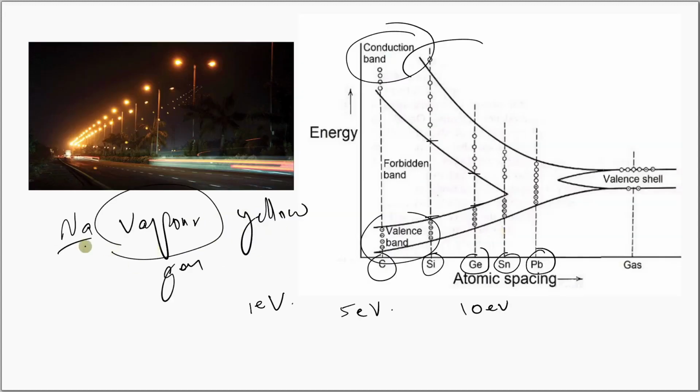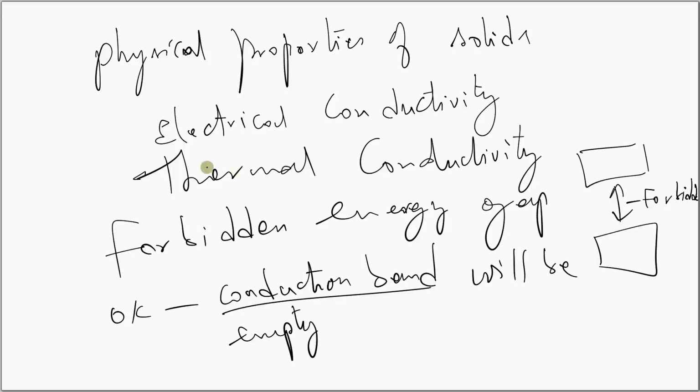We have seen how the atomic spectrum contributes to single discrete energy levels using the sodium vapor lamp. Using this diagram, we have seen that in the case of gases, we will have discrete energy levels, and in the case of metals, the energy levels are continuous. And in the case of semiconductors, we have seen that there are two bands. The uppermost band is called the conduction band, and the next to that is called the valence band. Other bands are also possible, but these two bands are important to understand the physical properties of solids, namely electrical conductivity and thermal conductivity, and between the allowed energy bands we have the forbidden energy gap.